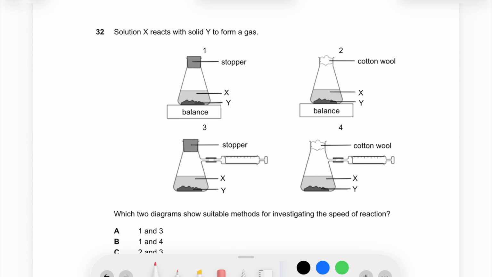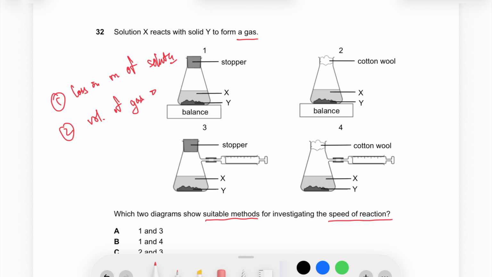Solid X reacts with solid Y. Solution X reacts with solid Y to give you a gas. Okay, so which one shows a suitable method for investigating? Under your rate of reaction, you can check either by the loss in mass of solution or the volume of gas produced. So using a gas syringe. Okay, so you need a gas syringe with a stopper. This makes more sense. This one you have the cotton wool, so it doesn't make sense. The gas will just escape.